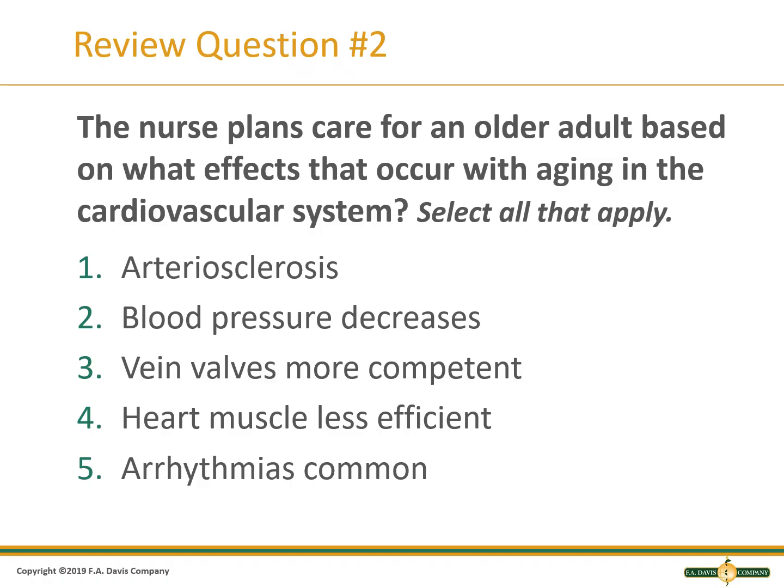And your answers are: arteriosclerosis, that's stiffening of the arteries. Number 4, heart muscle becomes less efficient. And number 5, your arrhythmias become common because of that decreased effectiveness of your cardiac conduction system, that electrical aspect of the heart.